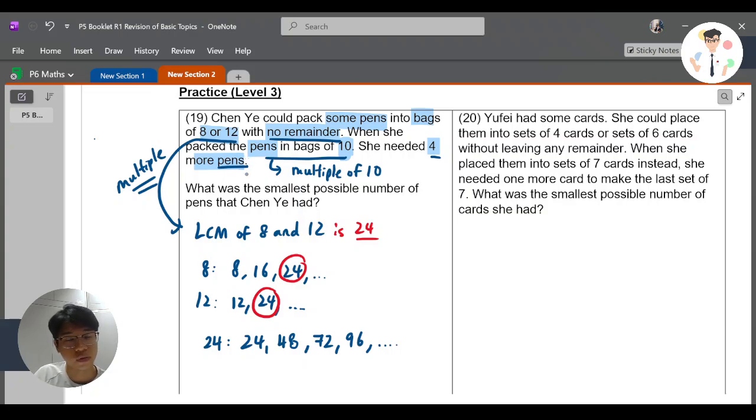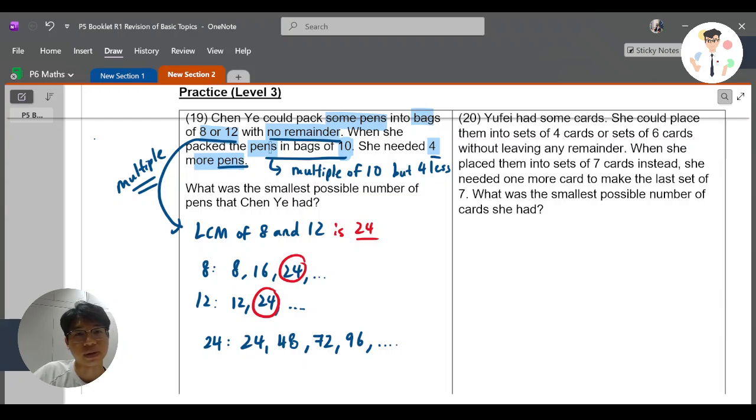Does she have enough? No, she has 4 less. She packed the pens in bags of 10, but she needed 4 more pens. That means she has 4 pens fewer than what is expected. So which number is a multiple of 10 but 4 less? Multiples of 10 are 10, 20, 30, 40, 50, 60, 70, 80, 90, 100, or even more. If you look at this statement carefully, you will be able to guess it's actually 96.